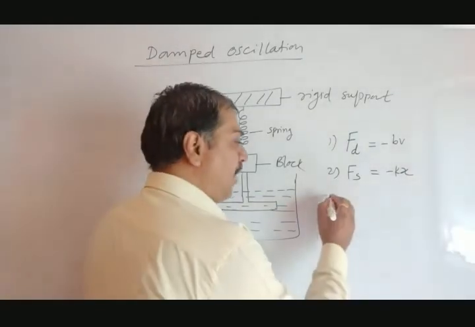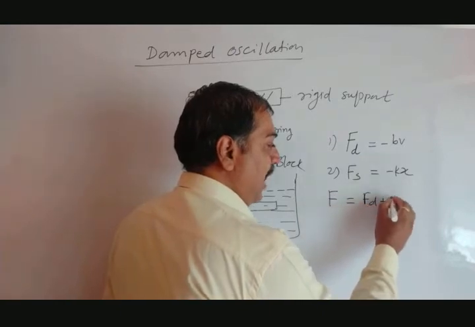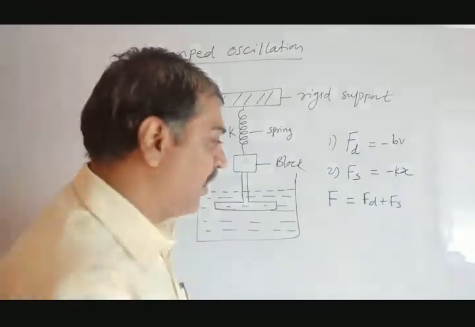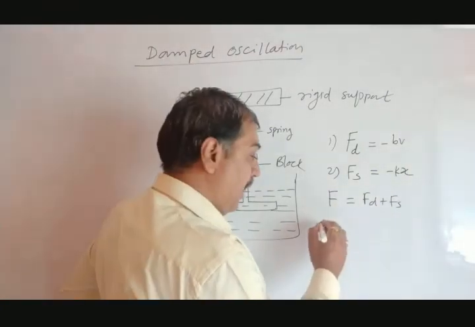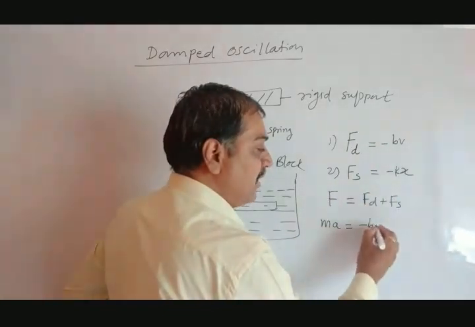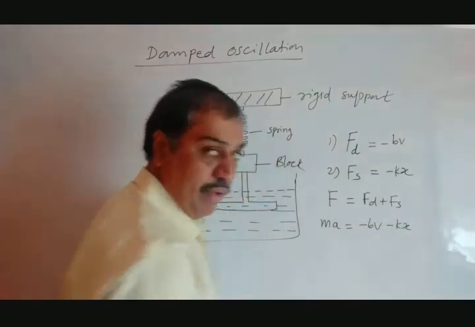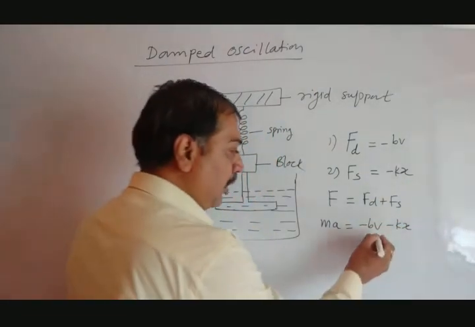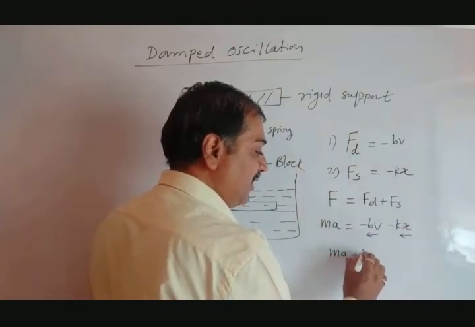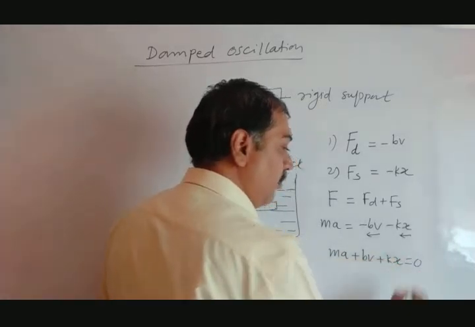So the total force I want to find. You can write total force equal to Fd plus Fs. According to Newton's second law, F equal to what? Ma. So you can write Ma equal to, put the value of Fd as minus Bv, put the value of Fs as minus Kx. So we get this equation. Move both the terms to this side, then you can write Ma plus Bv plus Kx equal to 0.